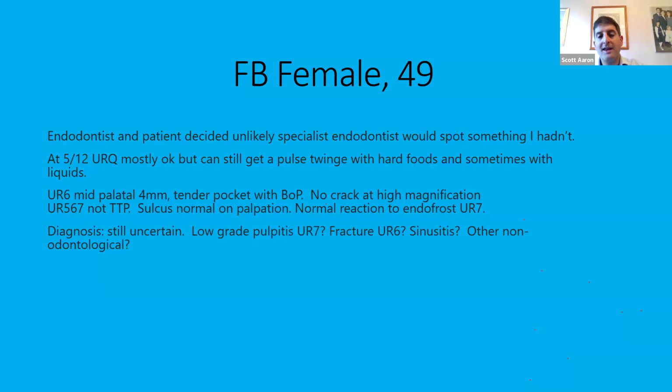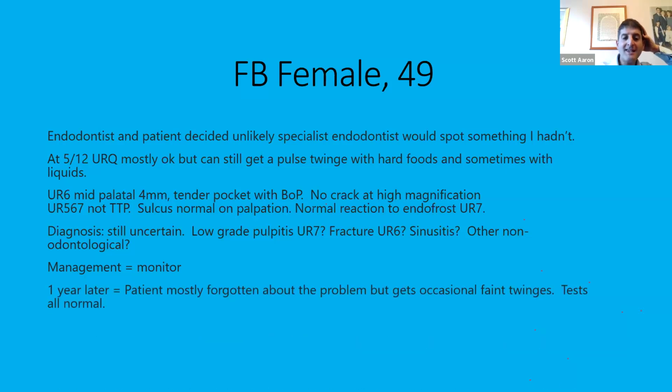I'm still not 100% sure what it is. And all these things that you've mentioned are sort of there. Is it low-grade pulpitis? Is it a fracture on the 6, maybe? Is it sinusitis? Is it something non-odontological? But my management broadly was monitor. That was decided between myself, the patient, and the specialist endodontist. A year later, the patient had pretty much forgotten about the problem, and then on questioning said occasional faint twinges, and the tests were all normal.